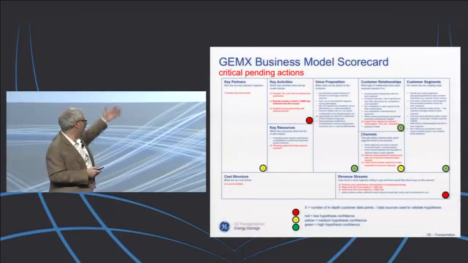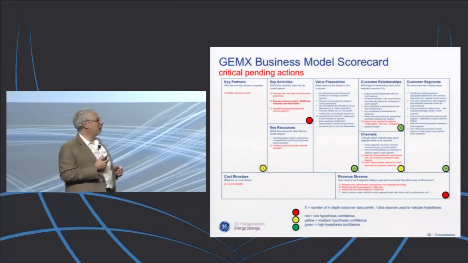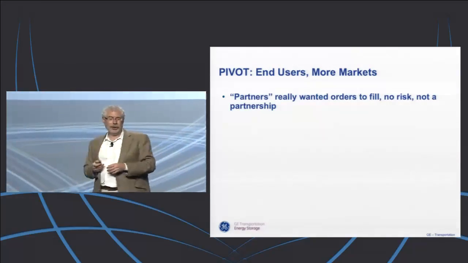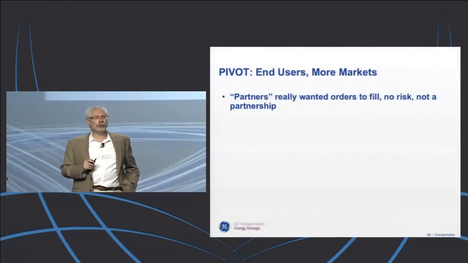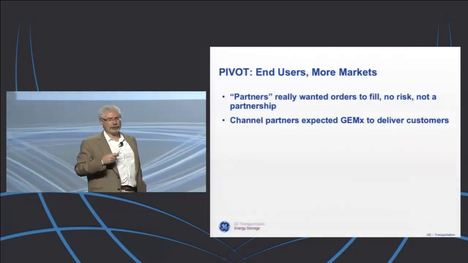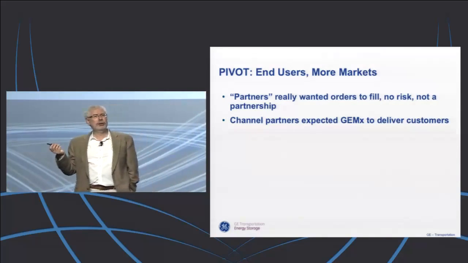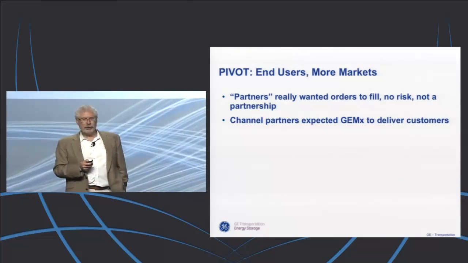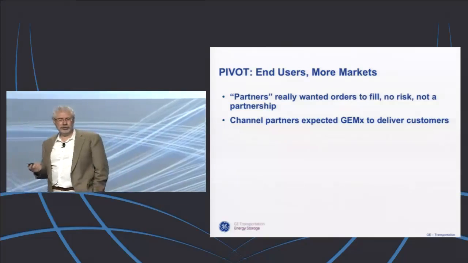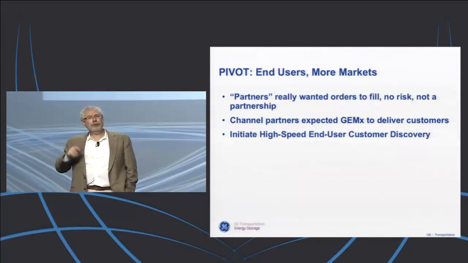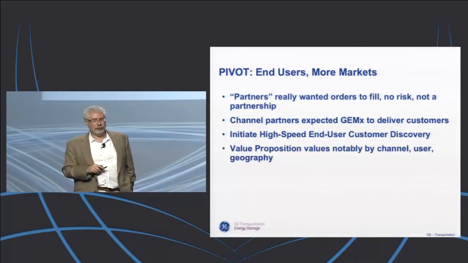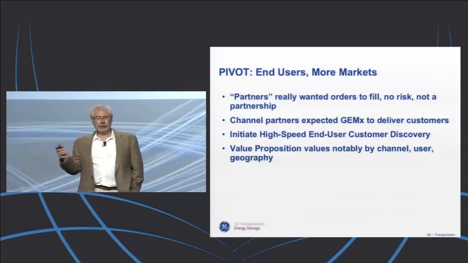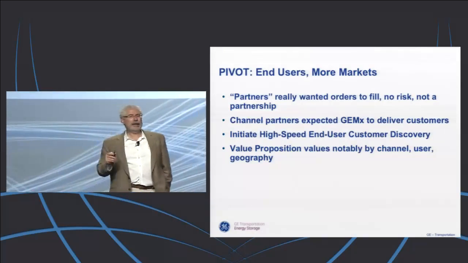So they modified the canvas according to whether they had high, medium, or low confidence in each one of those hypotheses. They found out as they started talking that the partners, who were supposedly partners, were just order takers. They really didn't have partners, because the partners, for something this new, weren't stupid. They said, hey, listen, when you get orders, tell us and we'll fulfill them for you. And so their channel partners expected their division to deliver customers. So this new division realized that they needed to figure out who the new end users were. And when they did, they finally discovered that it varied notably by channel, by user, and geography.